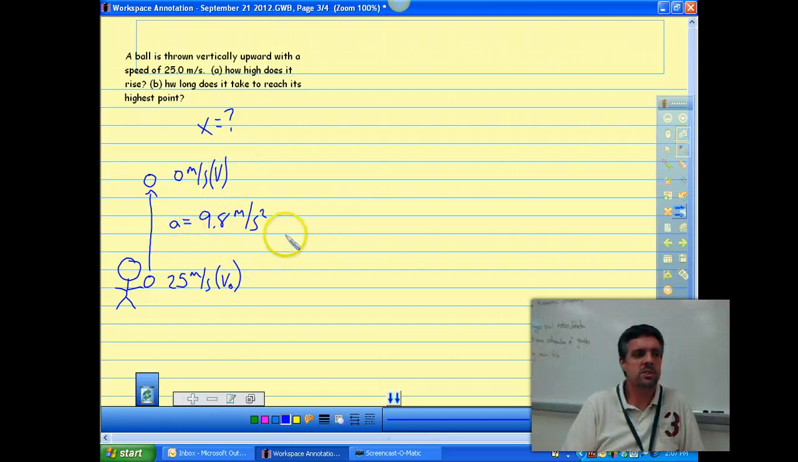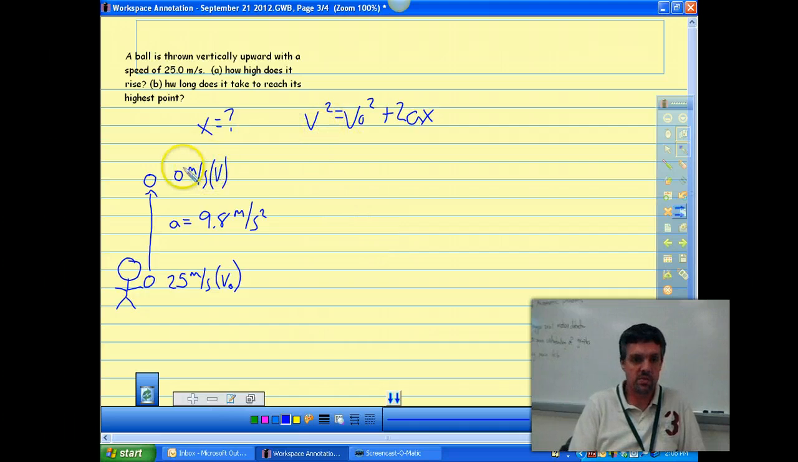You go to your equation list. I sure wish I had that sitting here. If you go to your equation list, you're going to find one that says this. Okay? Lots of stuff to fill in here.